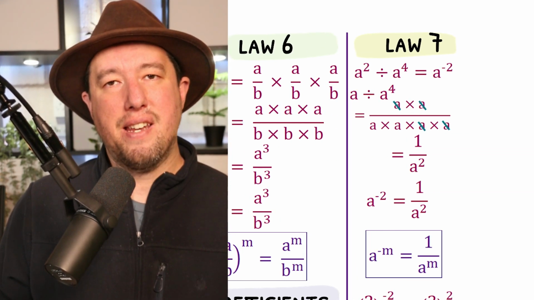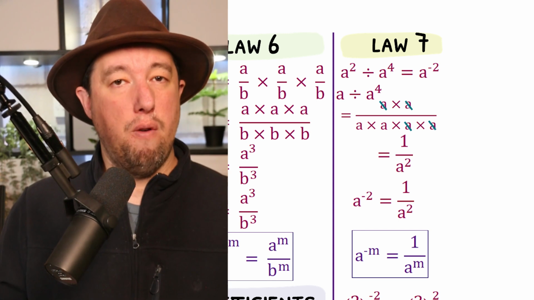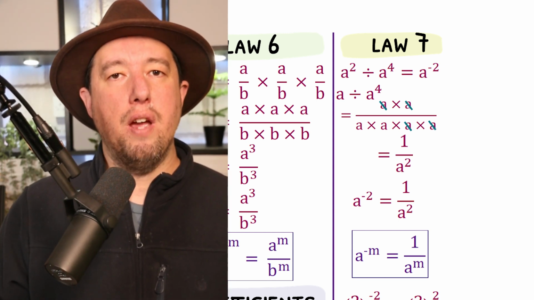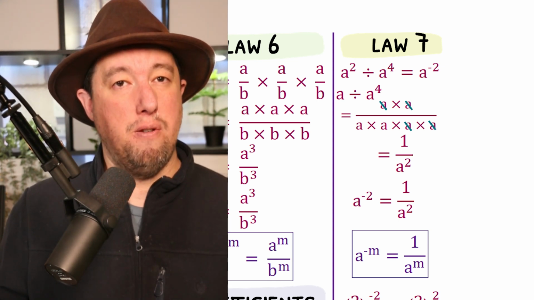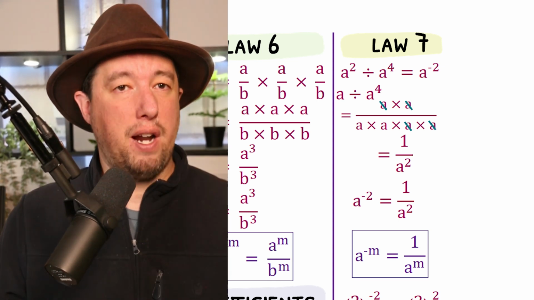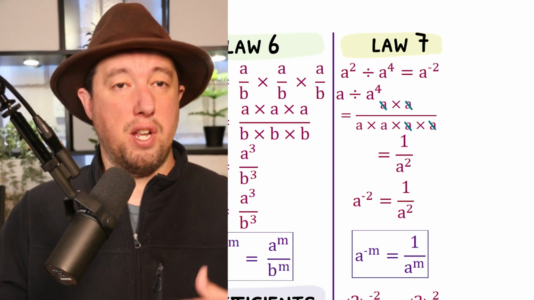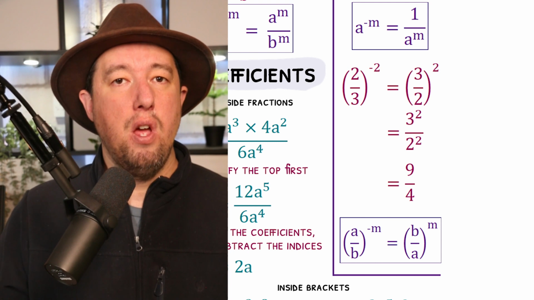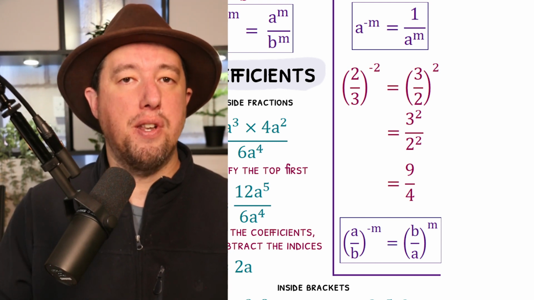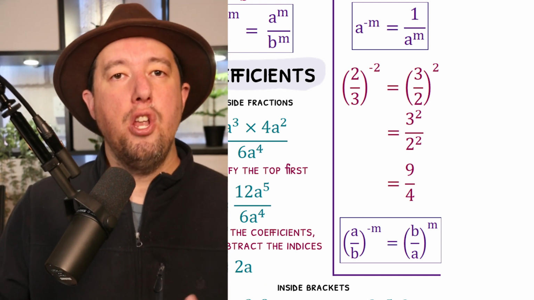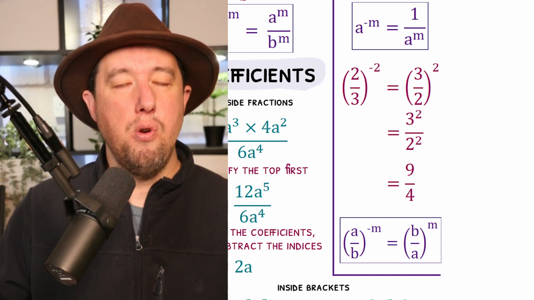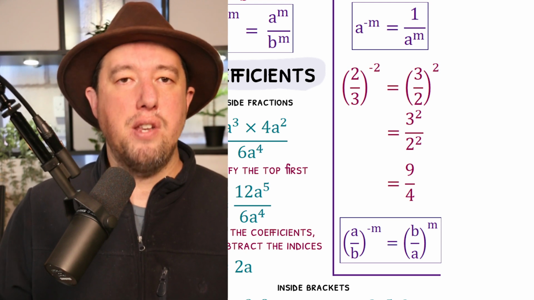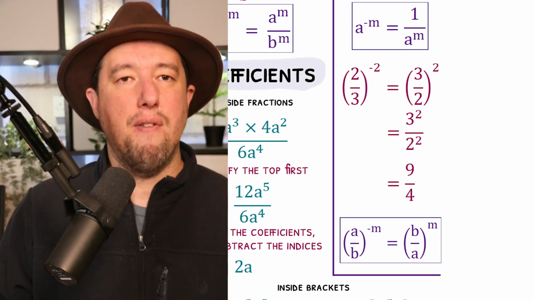When an index is negative, find the reciprocal of the power. A squared divided by a to the power of 4 will give us a to the power of minus 2. If we write the expression as a fraction, we can see it also gives us 1 over a squared. If we have a fraction to the power of a negative, we can make the power positive by flipping the fraction. 2 over 3 to the power of minus 2 will become 3 over 2 to the power of 2. We can then use law 3 to square the top and the bottom to give us 9 over 4.